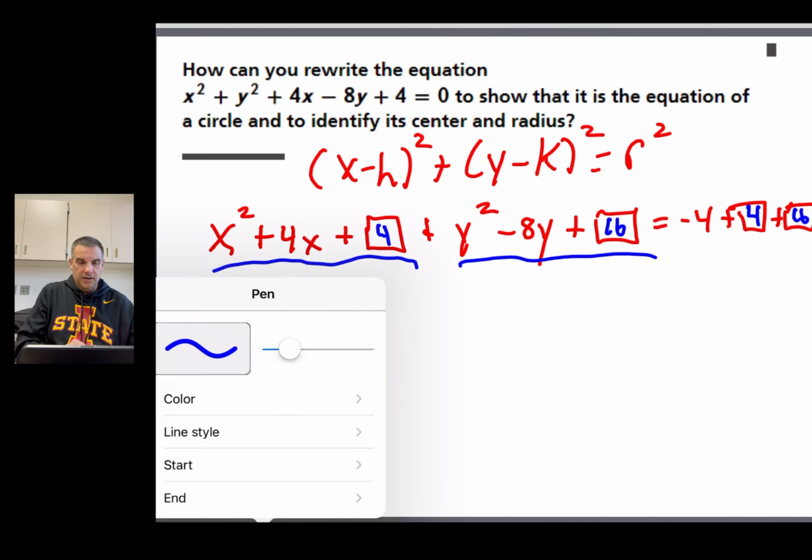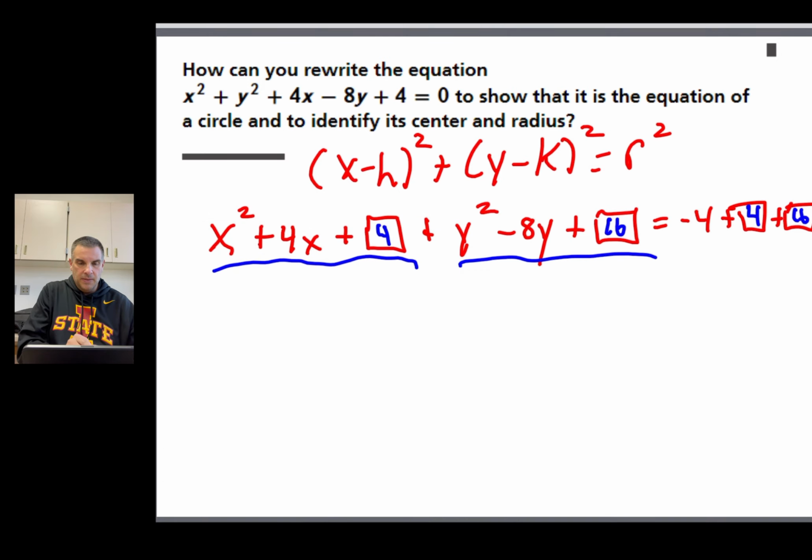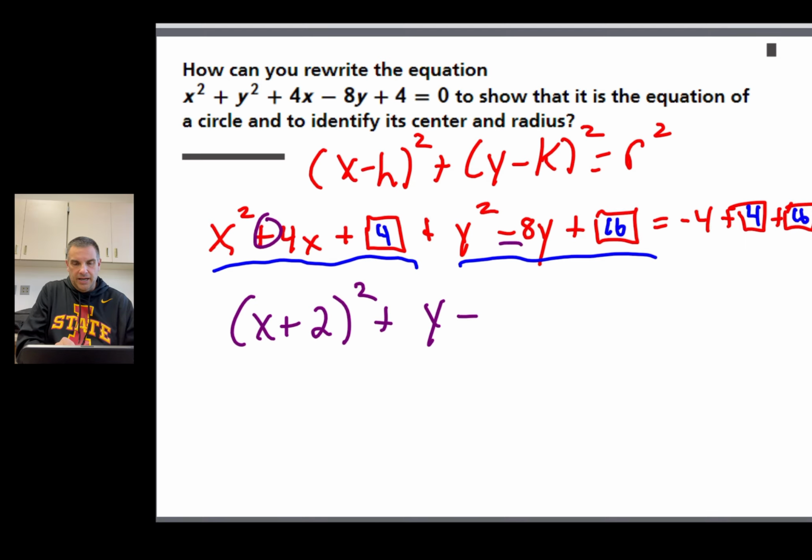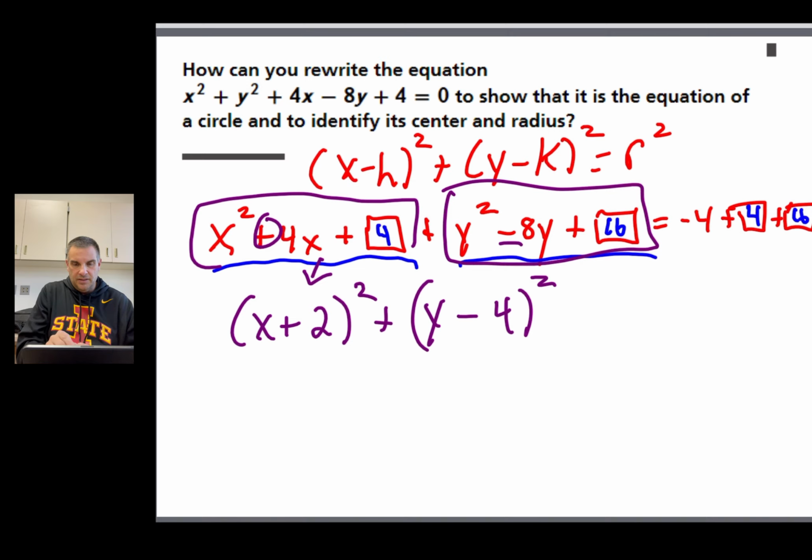Now that we've done that, we're going to factor. Remember, it's x, whatever that sign is, and half of that. So it's (x plus 2) squared plus (y minus 4) squared. That takes care of all of that. That is factored, that is factored, and that's going to equal, in this case, 16.